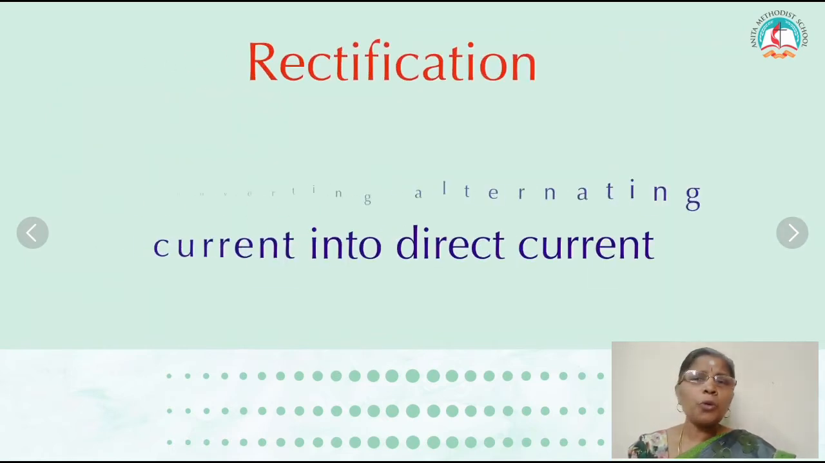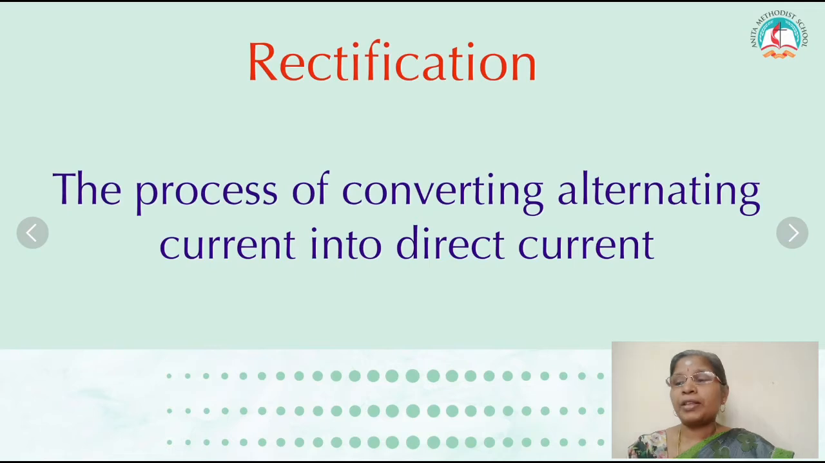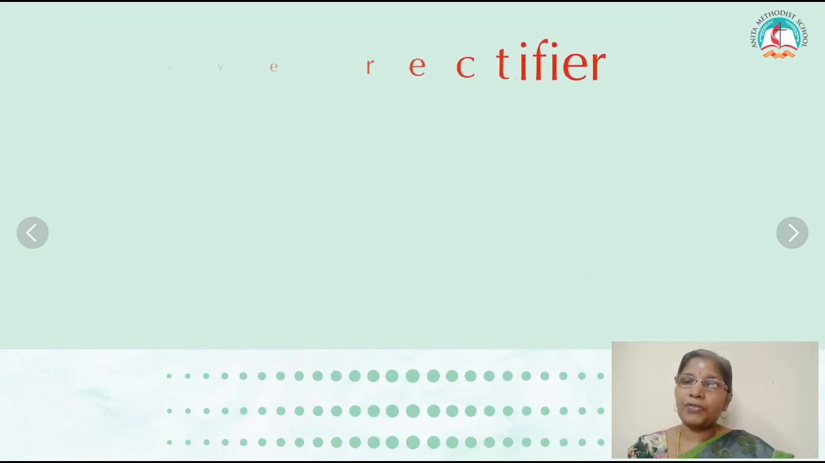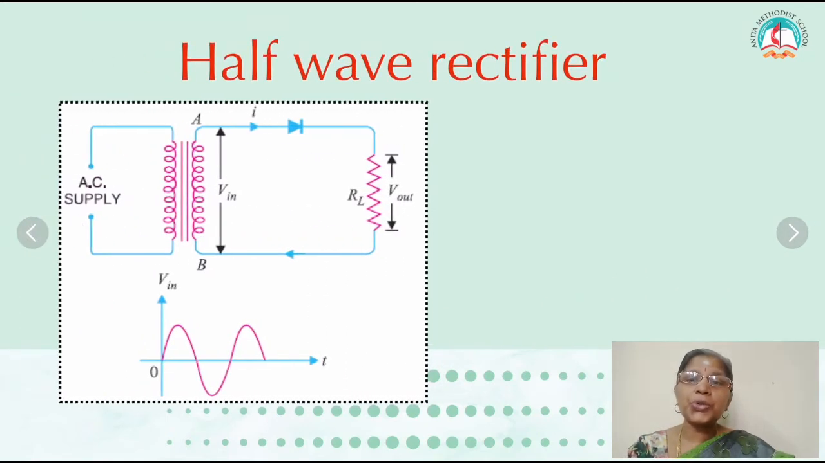Okay, now what is meant by rectification? The process of converting alternating current to direct current, or alternating voltage to direct voltage, is called rectification. The device used for the process is called a rectifier. Two types of rectifier are there: one is the half-wave rectifier, another is the full-wave rectifier. When half of the wave is rectified, that is called a half-wave rectifier.